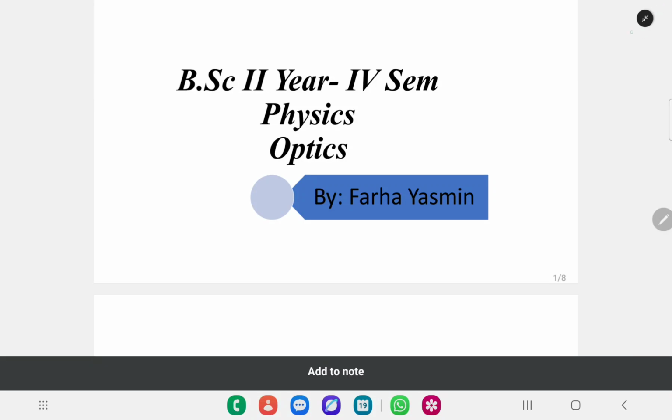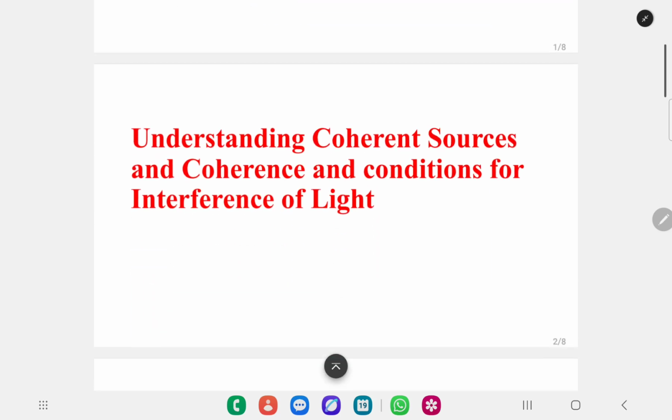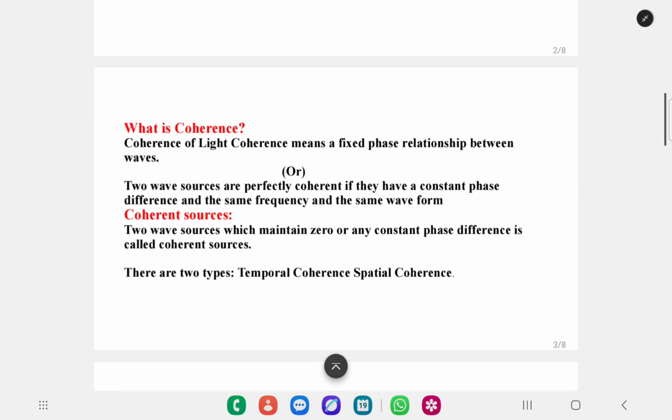Hello learners. Today our class is for B.Sc second year 4th sem physics and the paper name is optics. Today we are going to learn about coherence and coherent sources and what are the conditions for interference of light. This is the second topic of your first unit, interference.